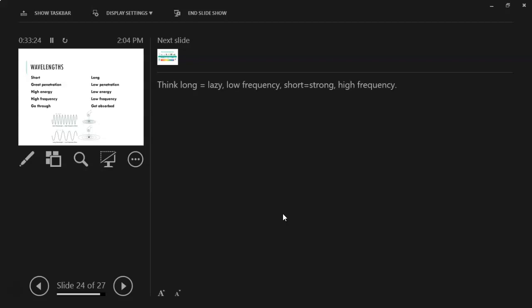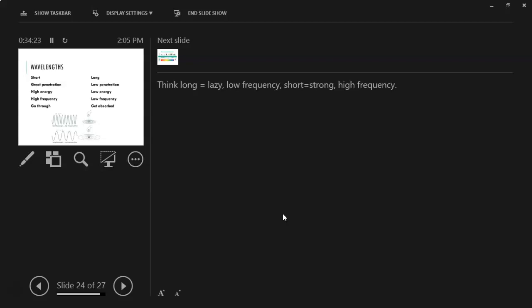Yeah, let me do this. So wavelength. My wave's probably going to be horribly uneven. From the crest of one wave to the crest of the next can be relatively long or relatively short. That's the wavelength. This would be a long one, and this would be a short one. These are weaker, long and lazy, weak wavelengths. These are short and strong. These are going to have higher penetrating power.